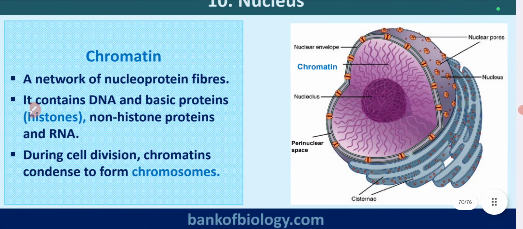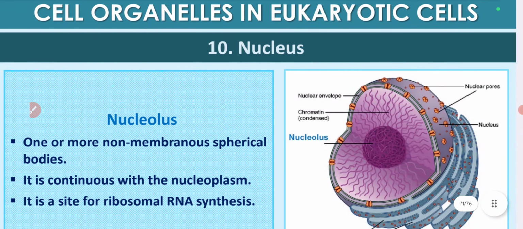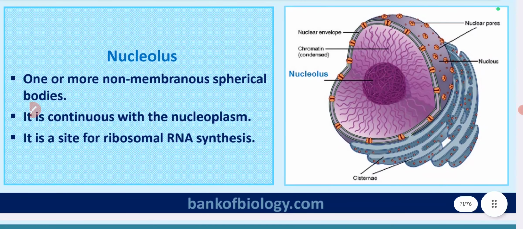Chromatin is a network of nucleoprotein fibers. It consists of DNA and basic proteins, histone, non-histone proteins and RNA. During cell division, chromatin condenses to form chromosomes. Nucleolus: one or more non-membranous spherical bodies called nucleoli. It is continuous with the nucleoplasm. It is the site for ribosomal RNA synthesis.